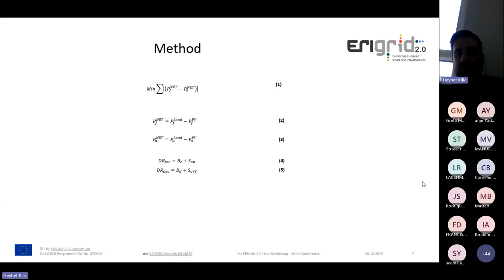Here, PA and PF are the predicted load and the net actual demand respectively during time interval T. These are calculated in equations 2 and 3 respectively. Here, P load and PPV are the forecasted load and forecasted PV generation respectively during the time, whereas the actual load and PPV are the actual load and actual PV generation power. The application of demand response is modified in two ways: increase of the demand response or decrease of the demand response. The modifications are computed in equations 4 and 5.